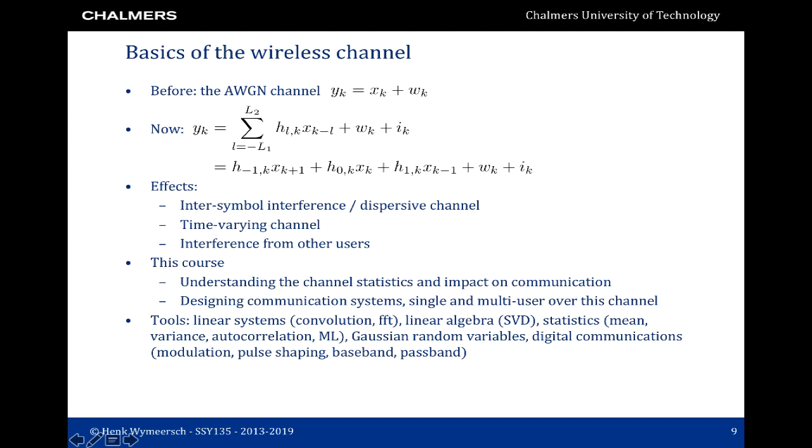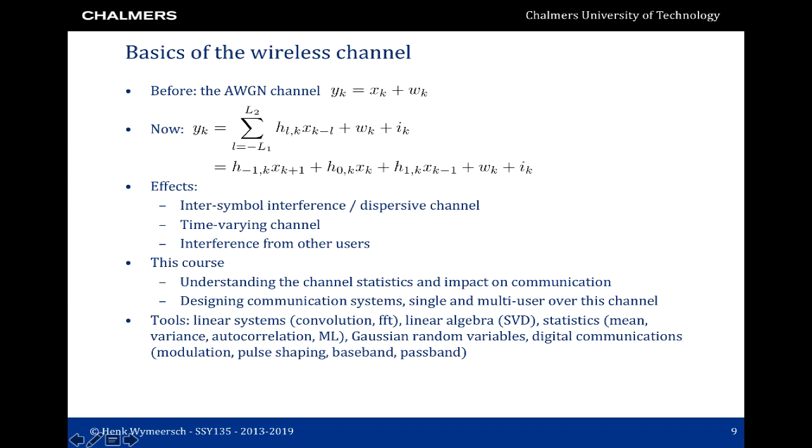So we observe different effects. So first of all, there is inter-symbol interference. This can also be seen as the channel being dispersive. It spreads out the signal. Secondly, the channel is time varying. So the channel coefficients, the h's, they depend on k. And finally, there could be interference from other users, which is captured mathematically by i_k.